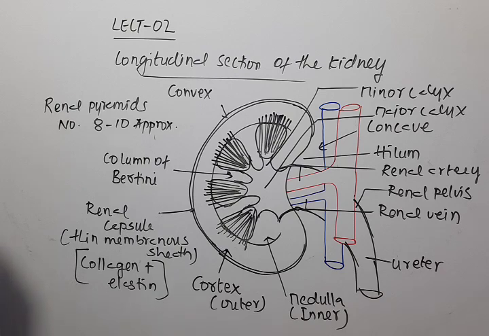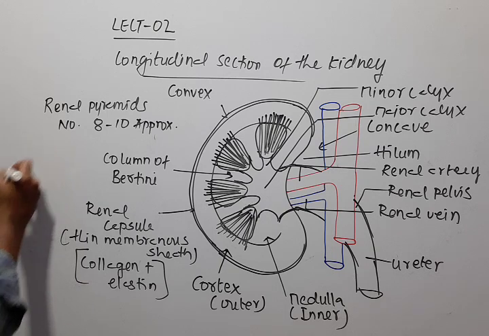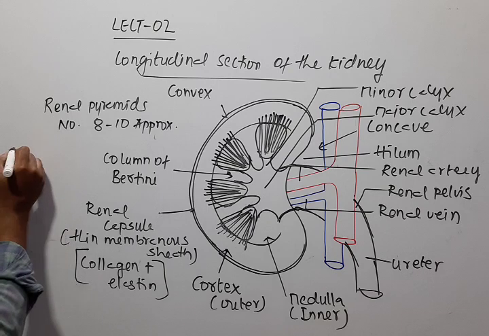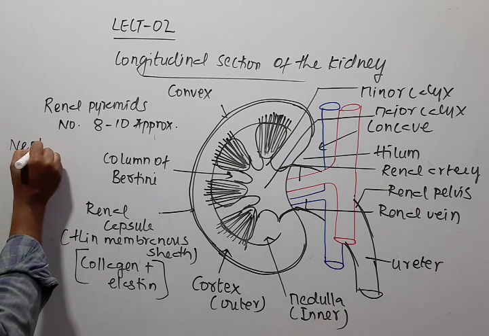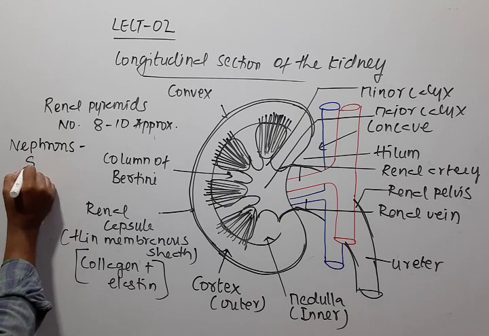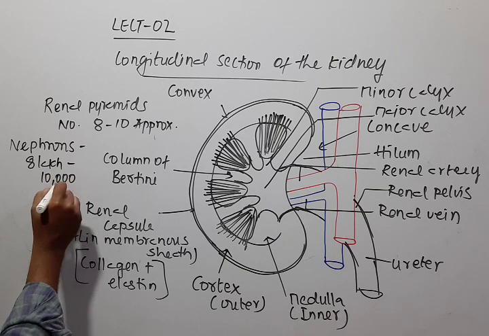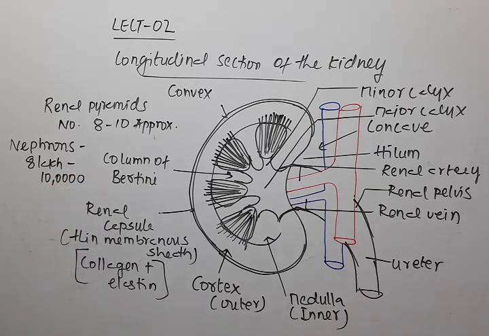Now each kidney has approximately 1 million structural and functional units called nephrons. So I'll just mention here the number of nephrons, you can take from 8 lakh to 10 lakh, right?